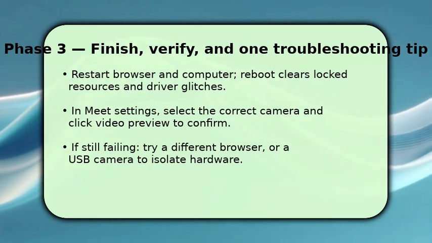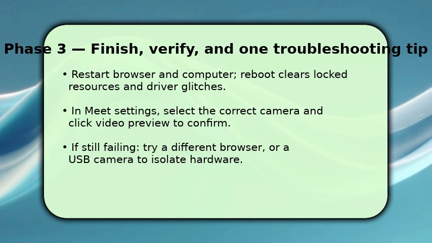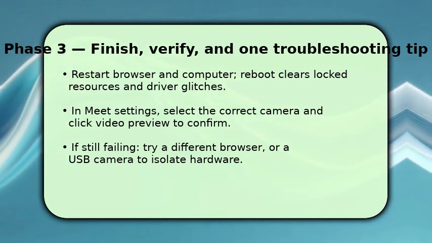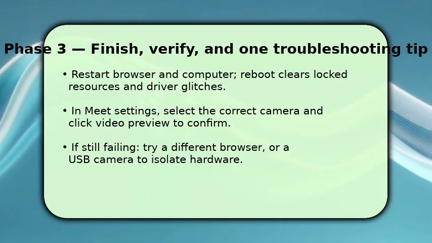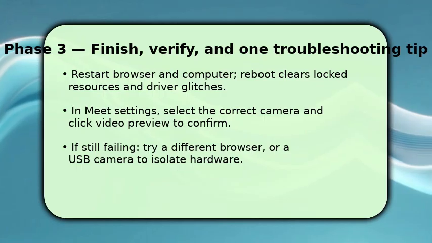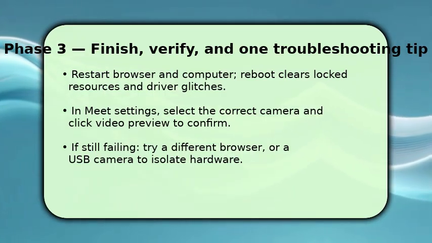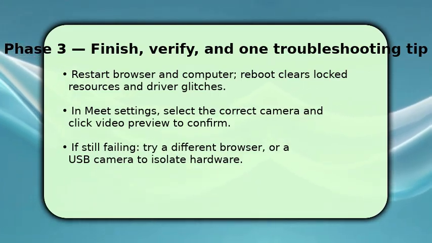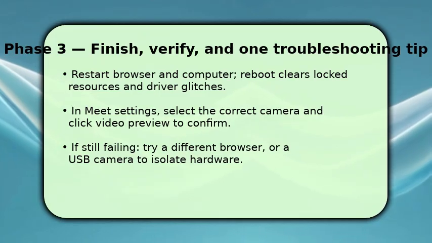and free the camera. Enter Google Meet, open settings, and explicitly select the camera while watching the video preview so you see live feedback. If the camera stays dark, switch browsers to confirm a browser-specific bug, or plug in a USB webcam to rule out hardware failure. One key troubleshooting tip. If updates were installed recently, roll back the camera driver or system update. That often resolves sudden failures.